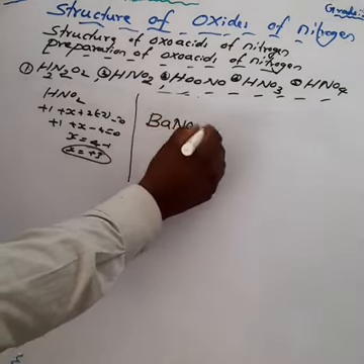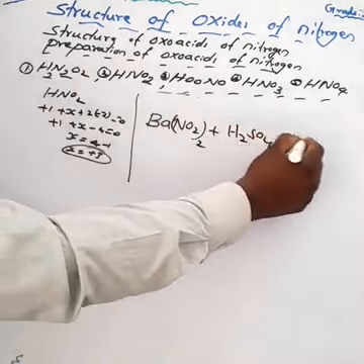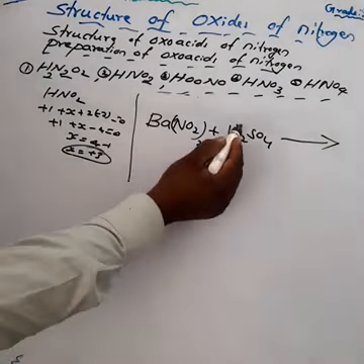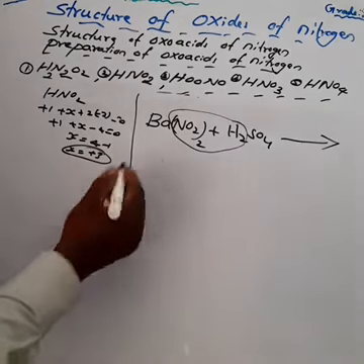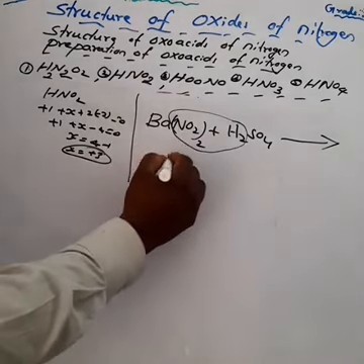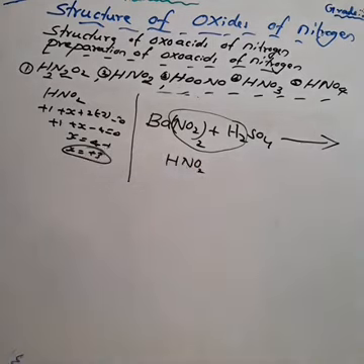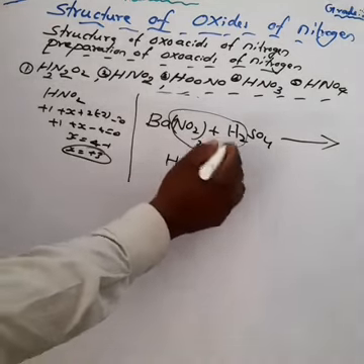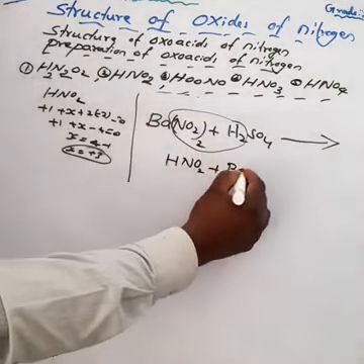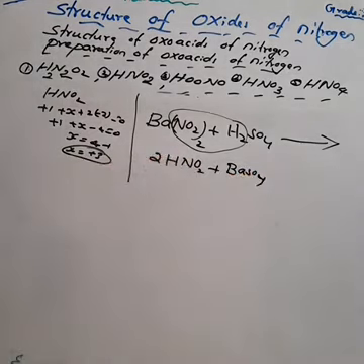Ba(NO2)2 plus sulfuric acid. What is the formula of sulfuric acid? H2SO4. Here hydrogen combines with nitrite NO2. We get 2 molecules of HNO2, and barium combines with the sulfate to form barium sulfate. How to balance the equation? 2 nitrite, so make it 2 nitrite. Hydrogen also 2. Now the equation is balanced.